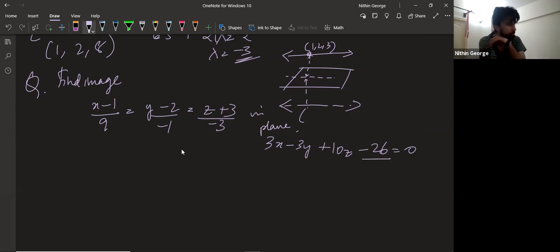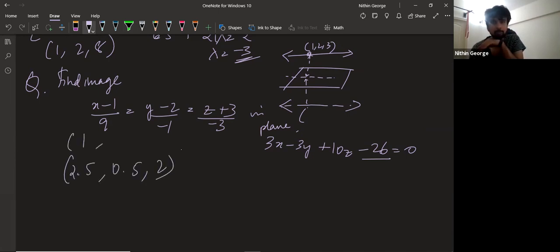So we got 5 by 2. I'll write the point down: 5 by 2, 1 by 2, and 2. Okay, 2.5, 0.5, and 2. And we have 1, 2, 3 here. Now, gap is 1.5 plus 1.5 gives me 4. Gap is minus 1.5 minus 1.5 gives me minus 1. Gap is minus 2 and minus 1.